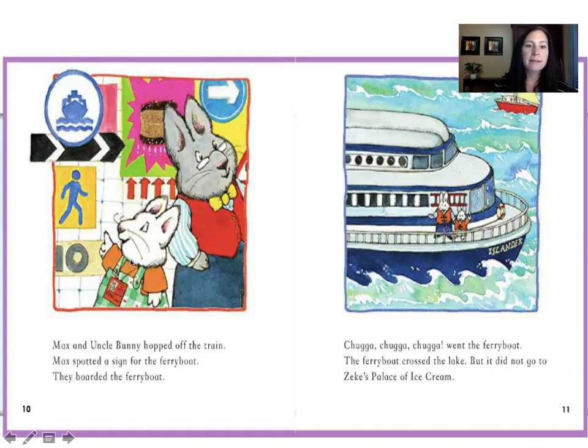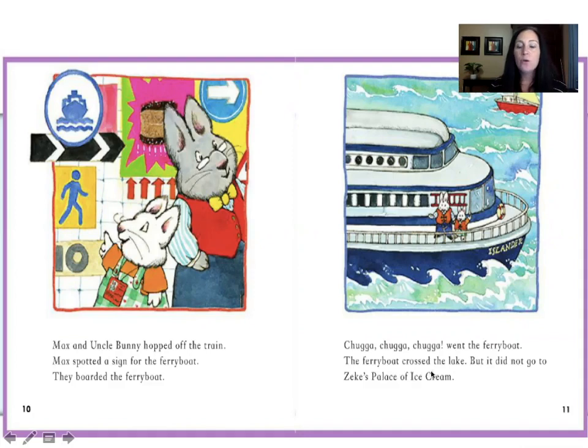Do you see Max in the illustration? He's pointing to the ferry boat sign. I also see a picture of the double chocolate ice cream Whamburger. Do you remember what a ferry boat is and how a ferry boat travels? That's right, by water.